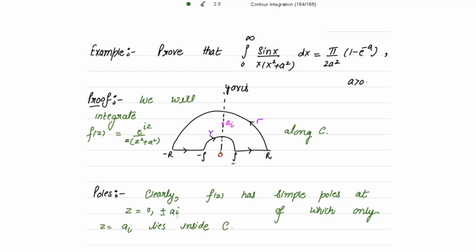Which pole lies inside the contour? Of course, a iota lies inside the contour and negative a iota lies outside the contour, but not on the real axis. Alright, so for the three poles, I'm having the indent only for z equal to 0, and for z equal to a iota, because it is lying inside the contour, we are going to find the residue for this pole.